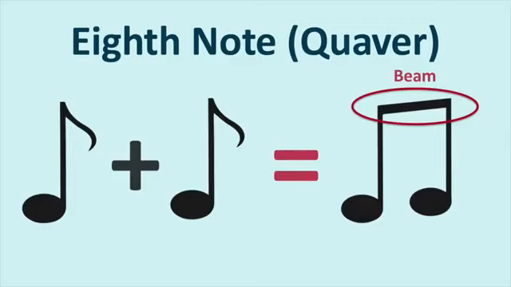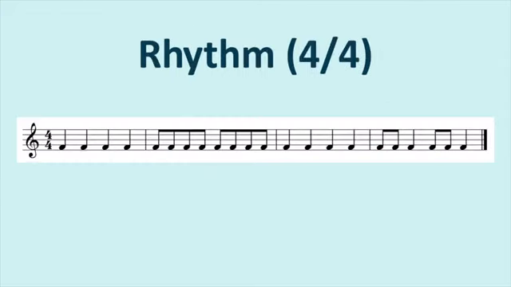For beginners, it can be challenging to count your rhythm with eighth notes because you need to play the notes faster. And you also have to make sure that the duration of 2 eighth notes is equal to 1 quarter note. In this example, the rhythm is 1, 2, 3, 4.